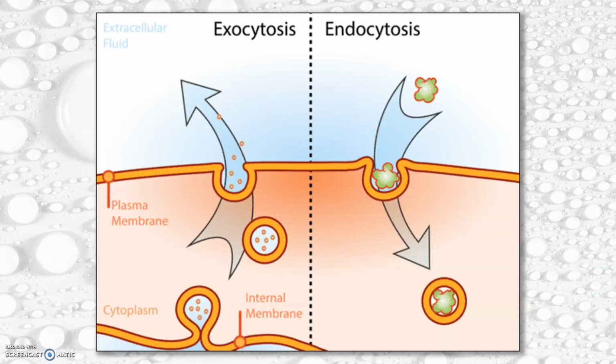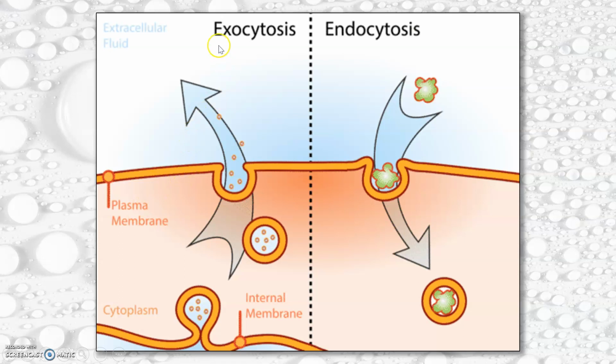Here's a good comparison of those two processes side by side. So again, we have the cell membrane here. You'll notice it's called a plasma membrane. Some textbooks call it a plasma membrane. Some call it just a general cell membrane, but those two things mean the same thing. There's no difference between a plasma membrane and a cell membrane.